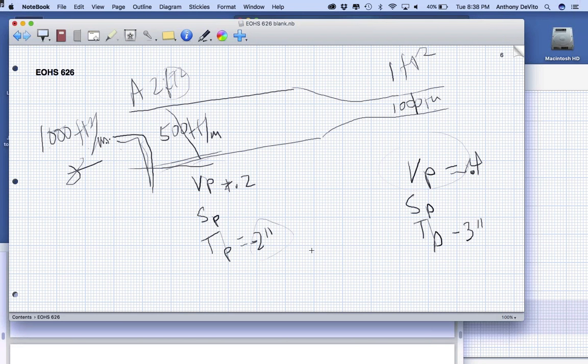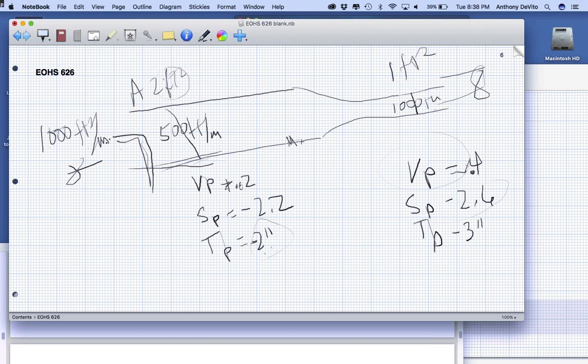Right. So what can we deduce from here? What the static pressure is, right? Okay, so what's the static pressure? This is plus 2. This is negative 2. Plus 0.2. This is negative 2. What does the static pressure have to be? It's got to be negative 2.2. Right? What's the static pressure have to be here? It has to be negative 2.6. Remember, our fans are down at this end, so that's why the static pressure is more negative there than it is there.